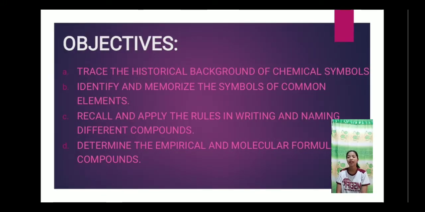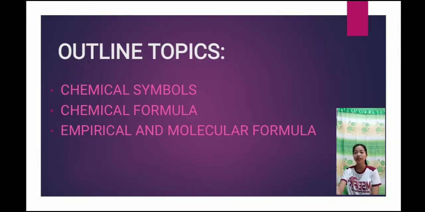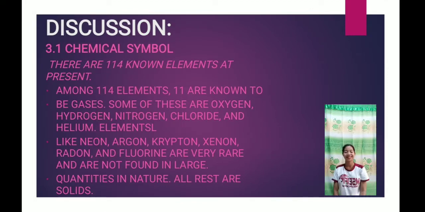Objectives. A. Trace the historical background of chemical symbols. B. Identify and memorize the symbols of common elements. C. Recall and apply the rules in writing and naming different compounds. D. Determine the empirical and molecular formulas of compounds. The outline topics: chemical symbols, chemical formula, and empirical and molecular formula.